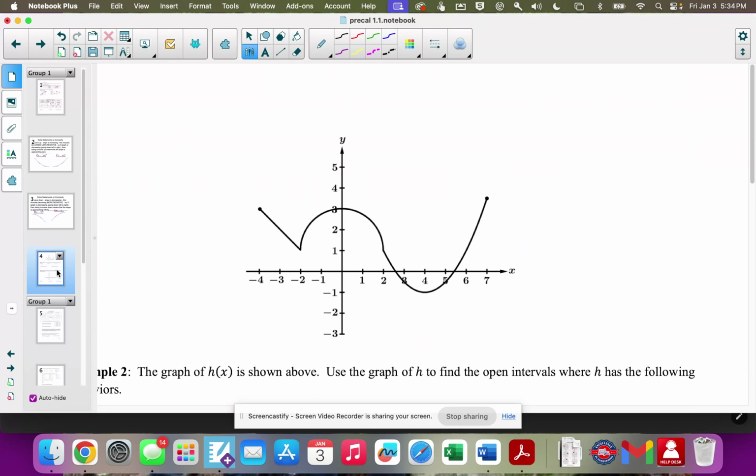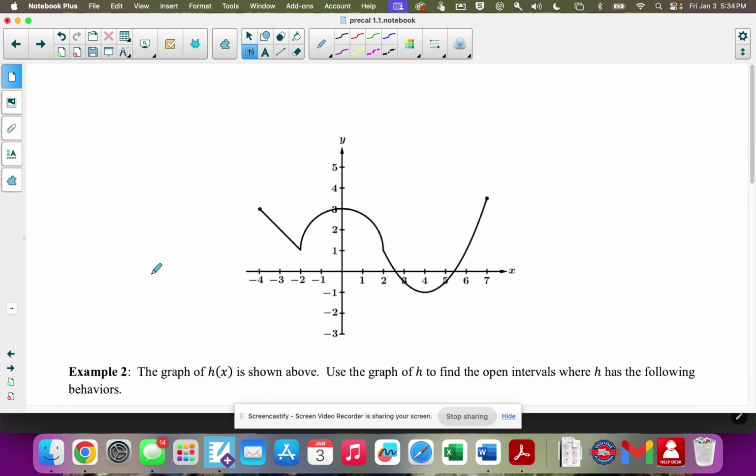Okay, so last part of the notes for this section, and then you can go on to the video notes if you have not already done them. So let's actually go ahead and break this down.